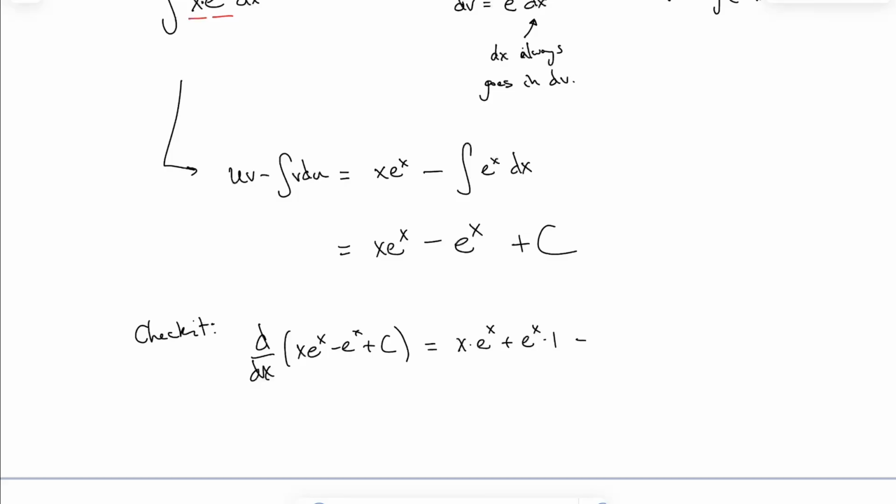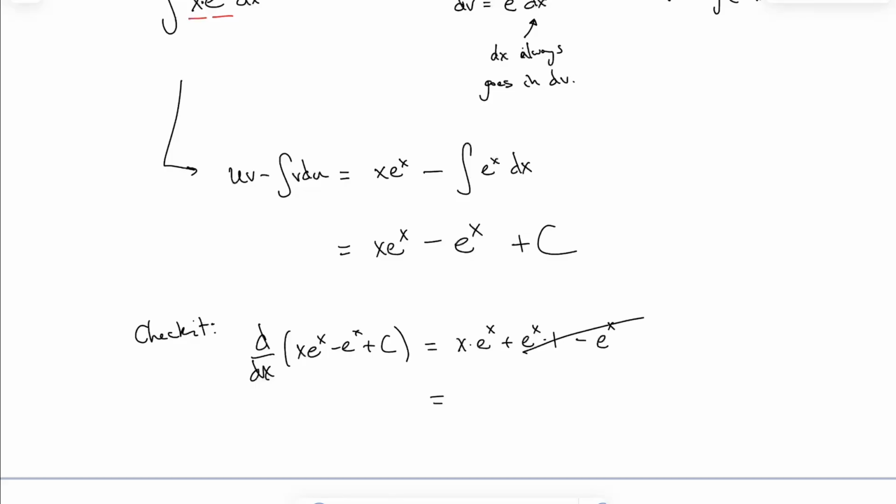And then I go minus, so all of this was the product rule from that, and then I go minus e to the x, but I take the derivative, it will again say minus e to the x. Then the plus c goes away. And what do you know? This e to the x times 1 will cancel this minus e to the x. You're subtracting the same thing.